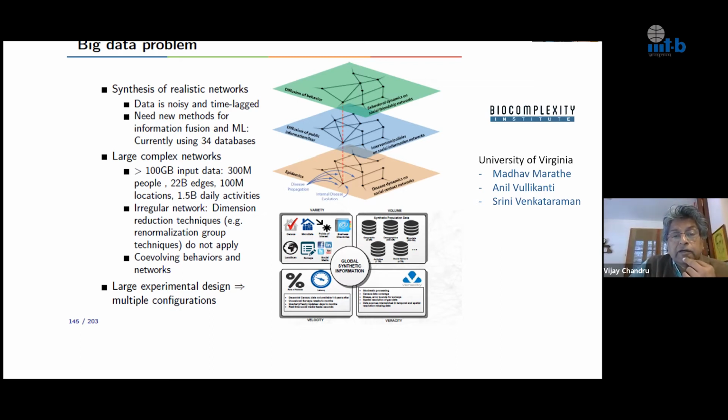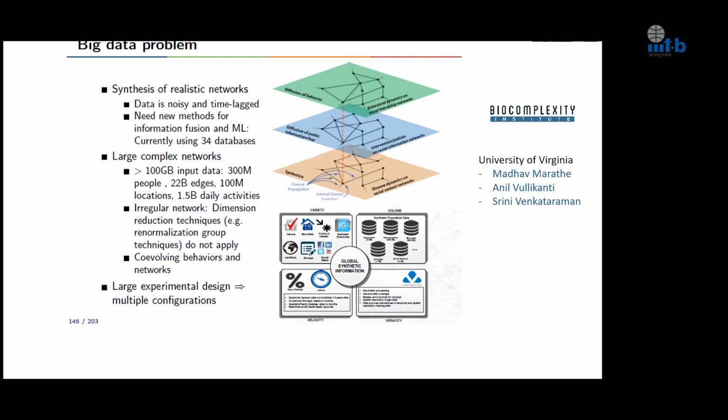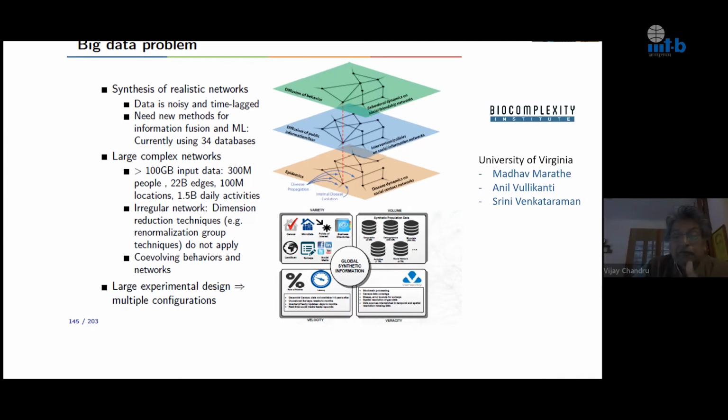And in fact, a couple of our former students from IISc, Anil Vulikanti and Srini Venkatraman, are leaders in this type of work. They sit in a very exciting center at the University of Virginia. They're all faculty there, and the senior professor Madhav Marathe, who Sadgopan might know from Kanpur. He's an IIT Kanpur. Yes, of course. Very good. And Madhav's, of course, been a superstar in this whole business.